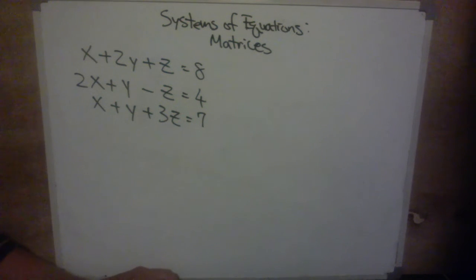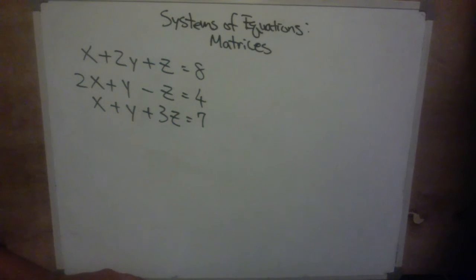Okay, so in this video, we're going to try to solve a system of equations using matrices. Right here, we have a system of three equations with three variables. We have x plus 2y plus z equals 8, 2x plus y minus z equals 4, and x plus y plus 3z equals 7. So we have three equations and three variables, and we're going to solve this system using matrices.